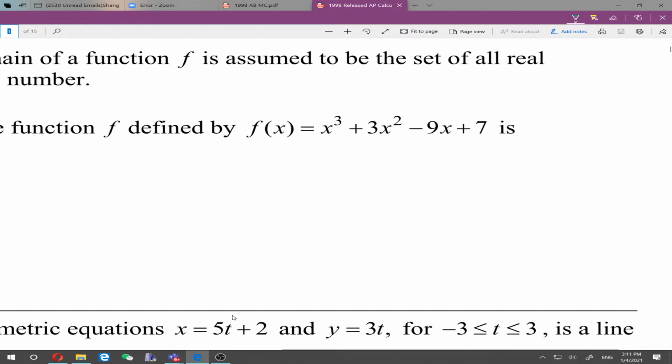3x squared plus 6x minus 9. I need to be able to figure out when this is 0 in order to figure out when our slope changes from positive to negative. So we're going to do that next. I'm going to go ahead and factor out a 3. So this is 3 times x squared plus 2x minus 3.